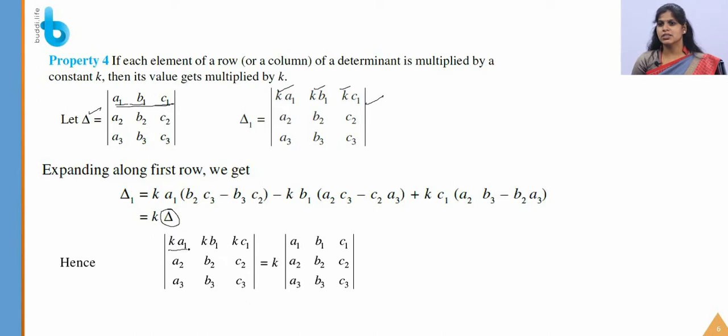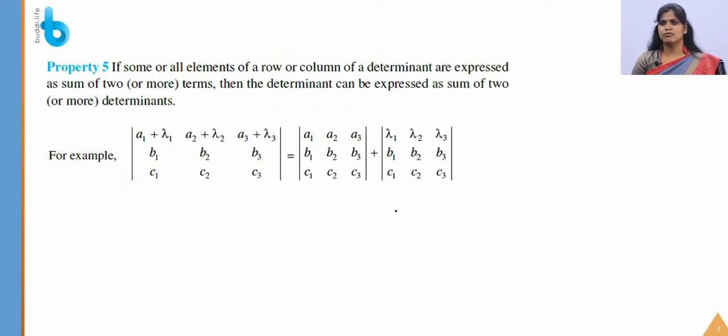See here, each row is multiplied by k. So in common I can take k out and write the remaining elements. That's property 4 for you. Next, property 5. If all the elements of a row or column of a determinant are expressed as sum of 2 or more terms, then the determinant can be expressed as sum of 2 or more determinants.